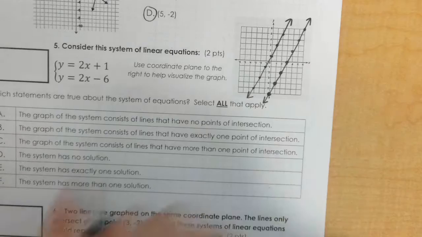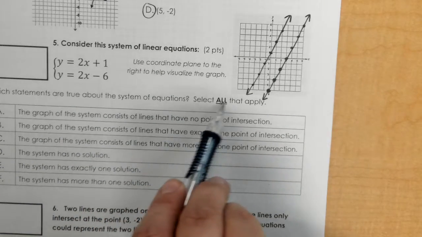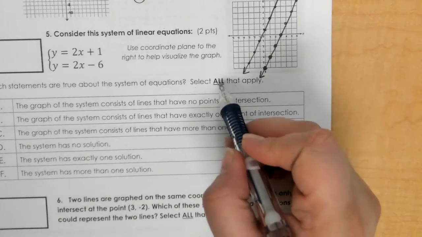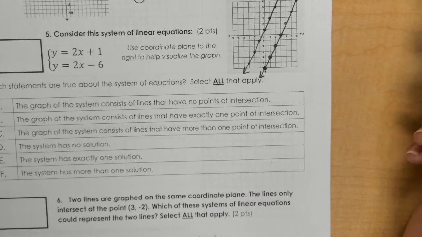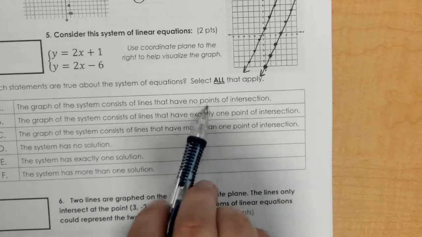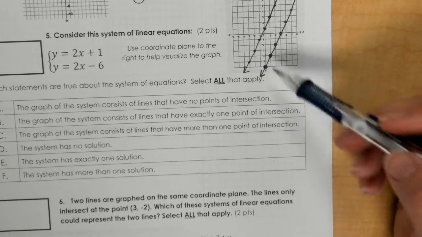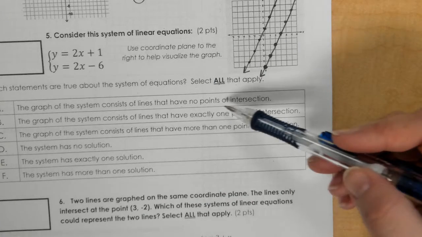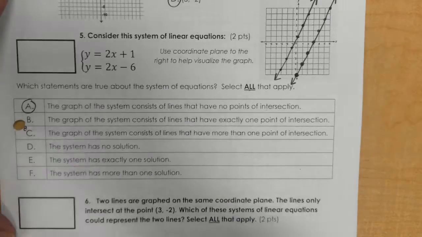Down here it says, which statements are true about the system of equations? Select all that apply. By it saying all that apply, that means that you could have more than one answer. First of all, the graph of the system consists of lines that have no point of intersection. Well, that is true. The two lines do not intersect, so there's no point they meet at. So A is definitely a possibility.